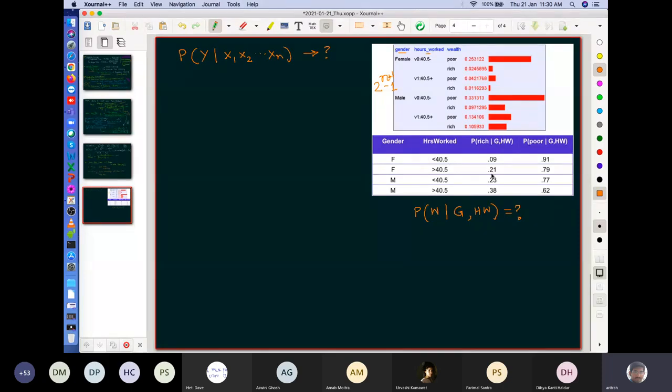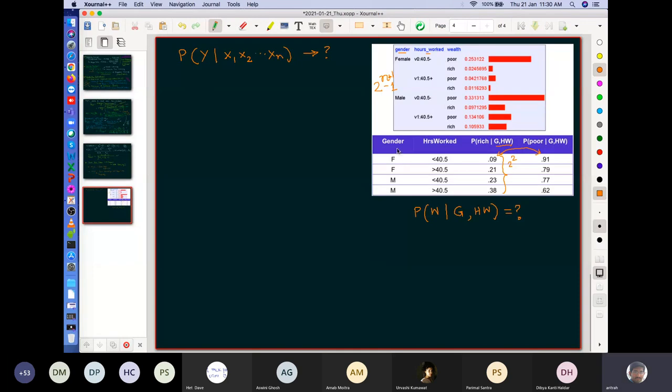Now, if I go this way, let's say I compute the probability of rich given the gender and hours worked, I only need 2 square number of estimations to make. This is nothing but a conjugate of this, because this plus this equals 1, as I am considering 2 classes, rich and poor. The probability of poor given gender and hours worked will be just 1 minus this, so this is redundant. If I know this, I can also know this class.